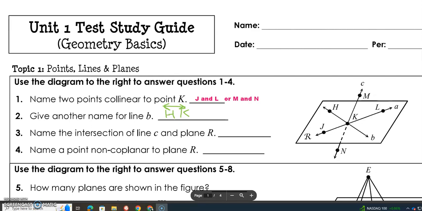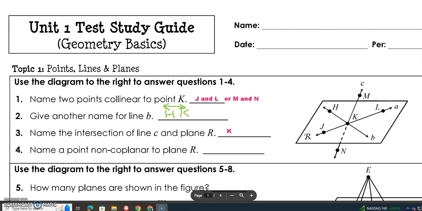Okay, moving on to question 3. Name the intersection, that's where they cross, of line C and plane R. So that's line C right here, the one that is actually going through the plane from above. Remember how I talked about a pencil that somehow can go through? Let's talk about a piece of paper or something. It can go through. So the only place where they're touching is right here, which is point K. So that's where we are with that one.